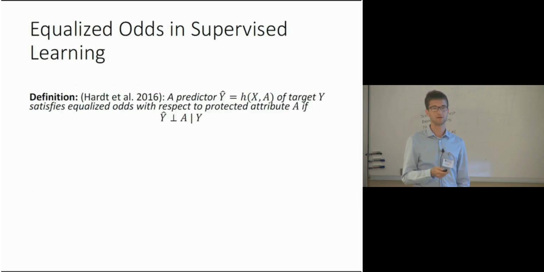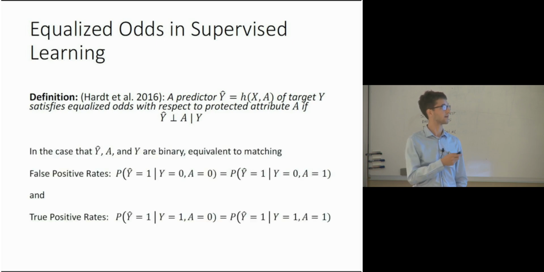The definition of discrimination we work with is known as equalized odds. It was proposed by Hardt et al. last year, and it says that a predictor is non-discriminatory with respect to A if the predictions made are conditionally independent of A given the truth Y. On a more intuitive level, what this is saying is that the predictions reveal no more information about A than what is already contained in the truth.